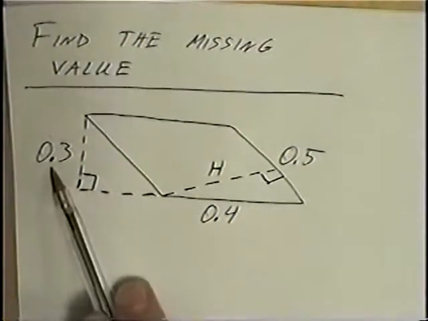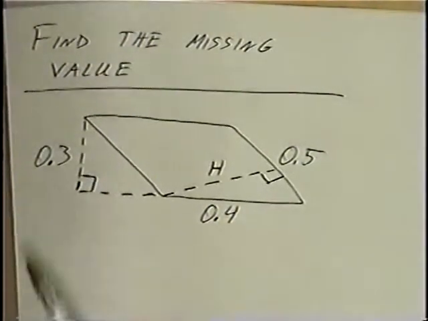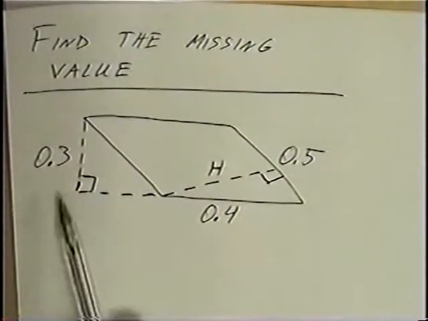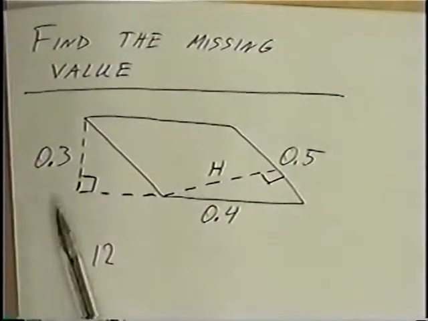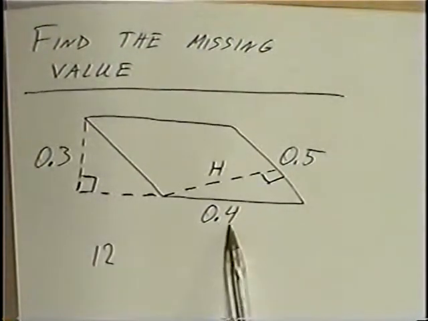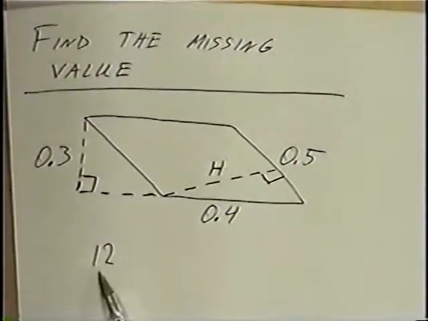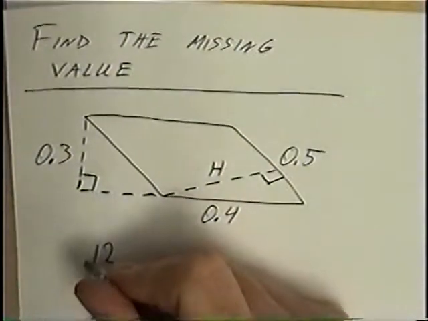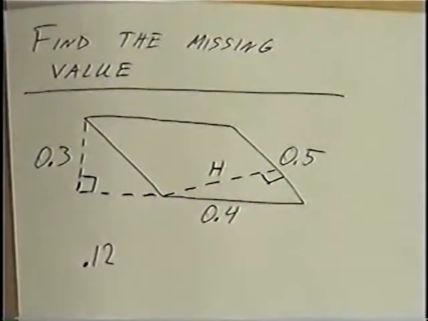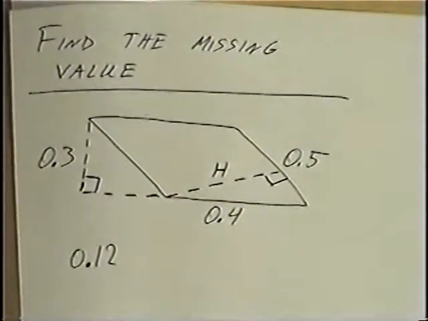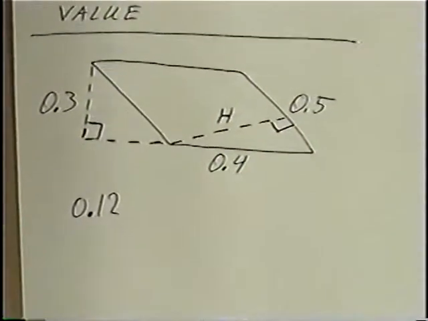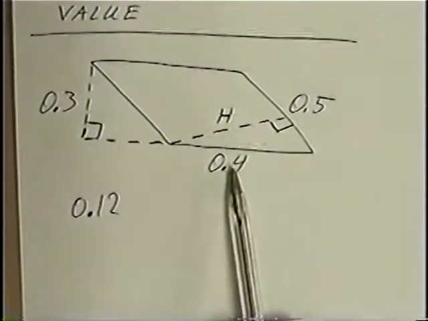Multiplying the base times the height, 0.4 times 0.3. If you multiply 3 times 4, that would be 12. Each side has 1 decimal, so there are 2 decimal places together, which means our answer should have 2 decimals, which would be 0.12. So 0.4 times 0.3 would be 0.12. That is the area again for the parallelogram.